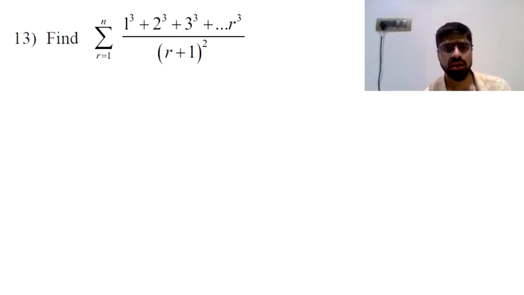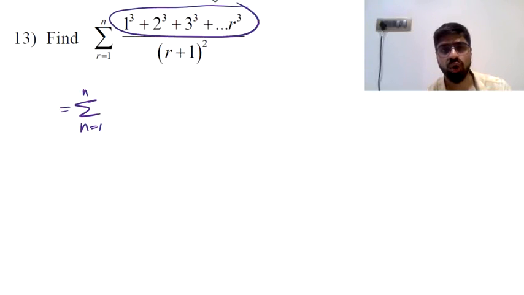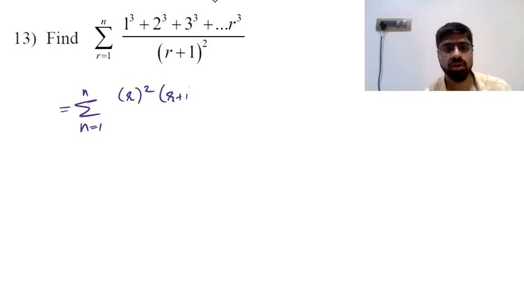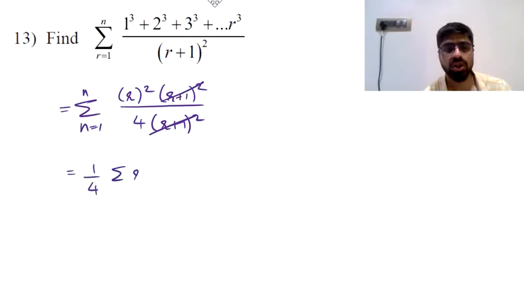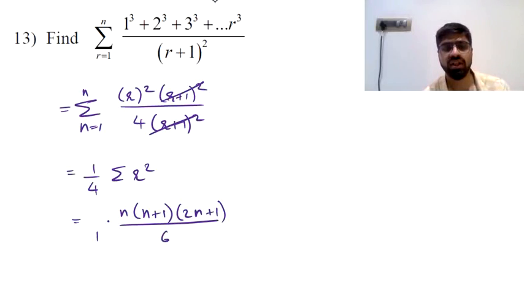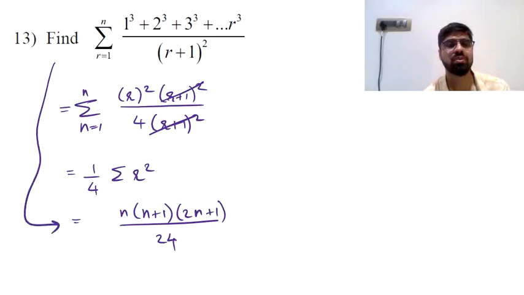Moving on with the 13th one. It's a similar one. In this case, the numerator itself is a summation of all cubes. So the numerator can itself be written as r square into r plus 1 square divided by 4. And there's an r plus 1 square already existing in the denominator. So r plus 1 square gets cancelled, and this will be 1 upon 4 summation r square. So this is 1 upon 4 into n into n plus 1 into 2n plus 1, the whole divided by 6, that 4 into 6 is going to make it 24. So the denominator is 24, and yeah, that's how we are answering our 13th question.